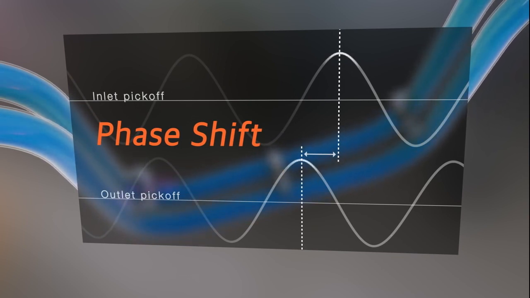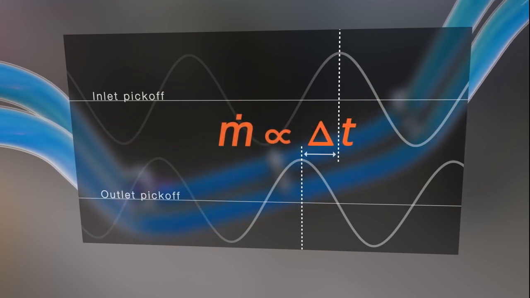The time delay between the two sine waves is measured in microseconds and is called delta t. Delta t is directly proportional to the mass flow rate. The greater the delta t created by the Coriolis force, the greater the mass flow rate.